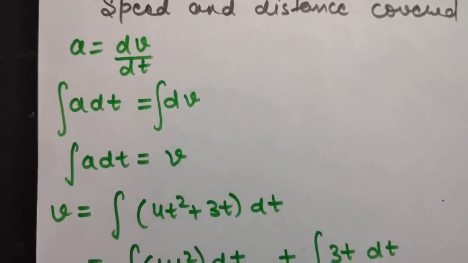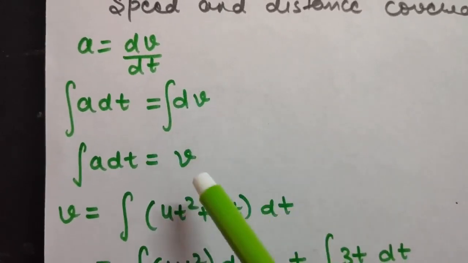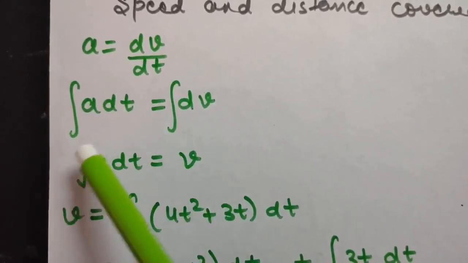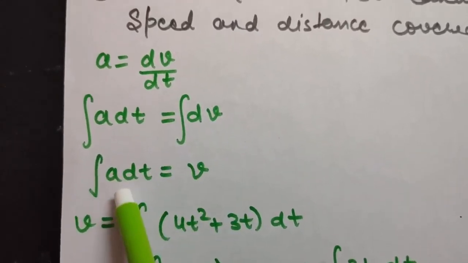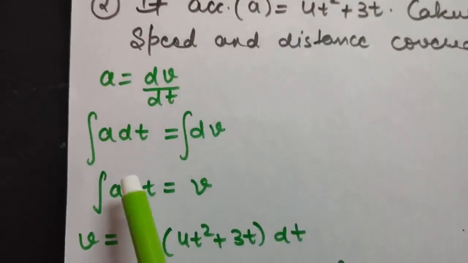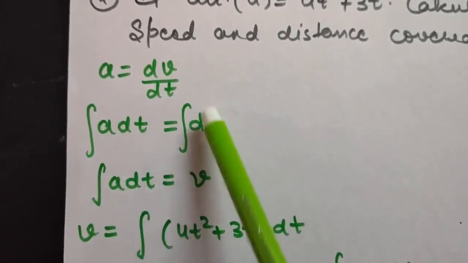As I just told you, integration of dx is x only. So integration of dv will be v, and I am writing it as it is, that is integration of a dt. So see, if we know the value of a, which is given in the question, if I put it here, I can calculate v, but here integration will be done. I hope this is clear.